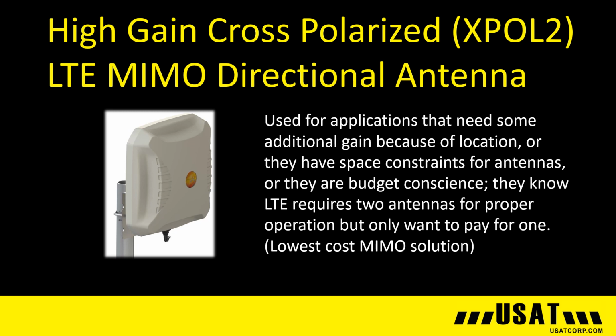Panel antennas are directional. They are used for applications that need some additional gain because of location, or they have space constraints for antennas, or they're budget conscious. They know that LTE requires 2 antennas for proper operation, but only want to pay for 1. It's the lowest cost MIMO solution that we have.